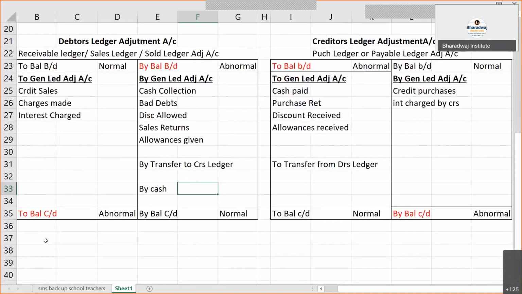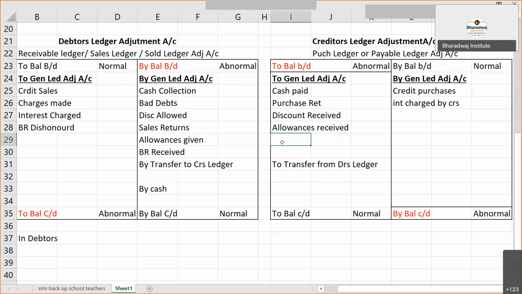Certain things that you have got to notice. In debtors ledger, we may receive bills receivable also, and if the bills receivable is dishonored, that will come. What is the journal entry for bills receivable received? Bills receivable account debit to debtors account. If it is dishonored, debtors account debit to bills receivable, like that.